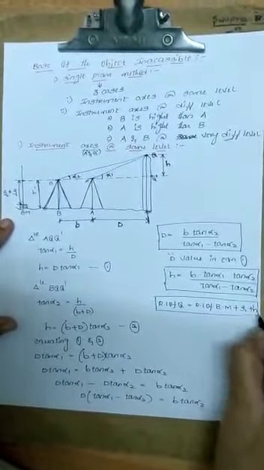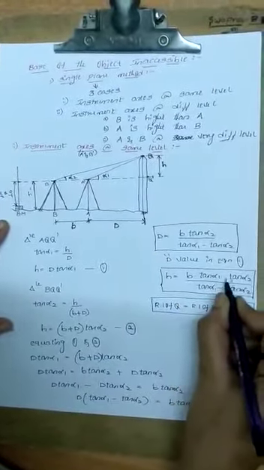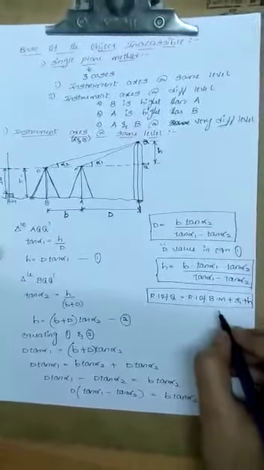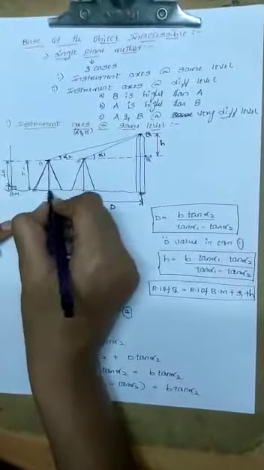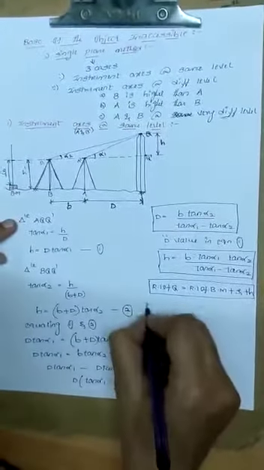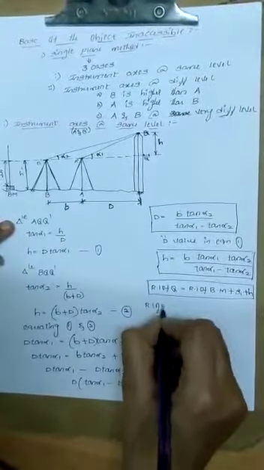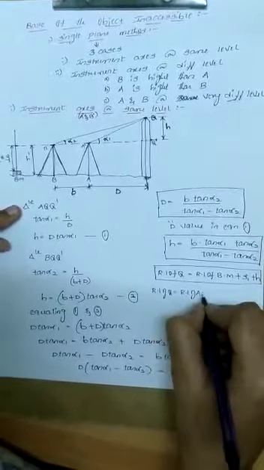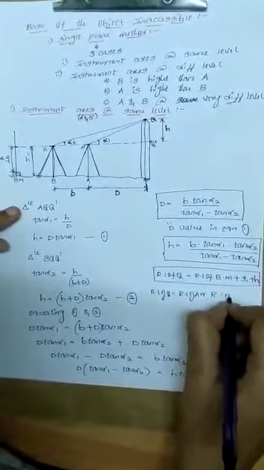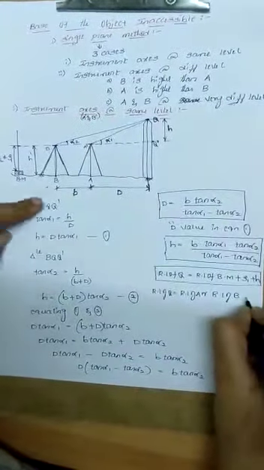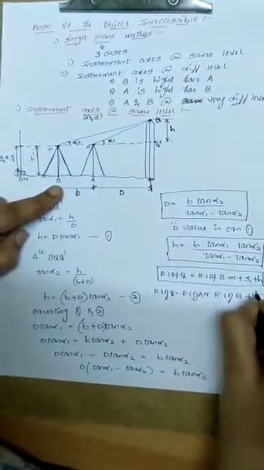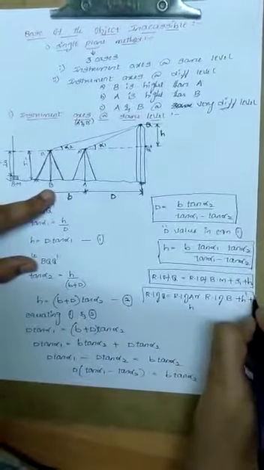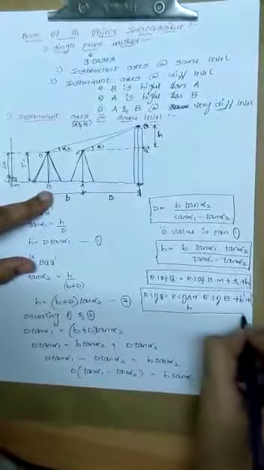H is what? H you have derived. H will be equal to B into tan alpha 1 into tan alpha 2 divided by tan alpha 1 minus tan alpha 2. This is the formula. If they have given the RL of the instrument station and the height of the instrument, the formula is RL of Q equals RL of A or RL of B station, that is RL of B plus H dash plus H. This is the formula. Depending upon the given data, you need to use the formula.